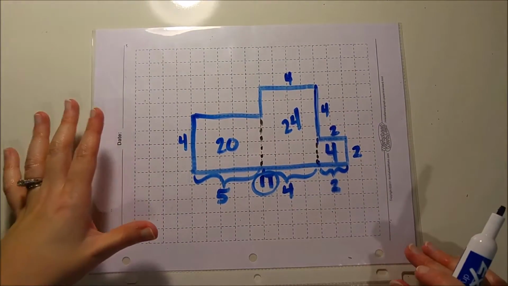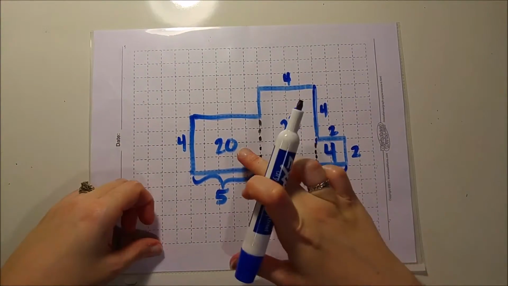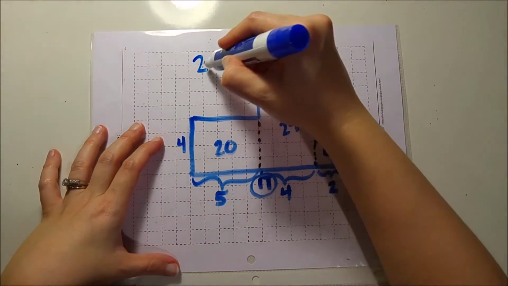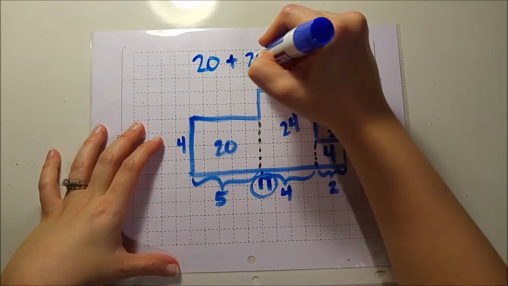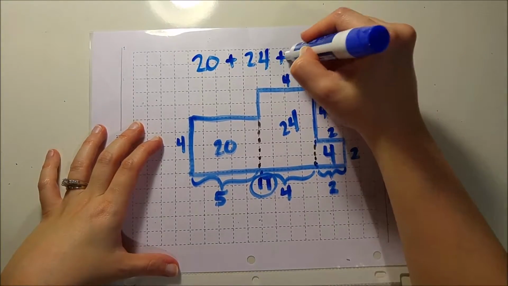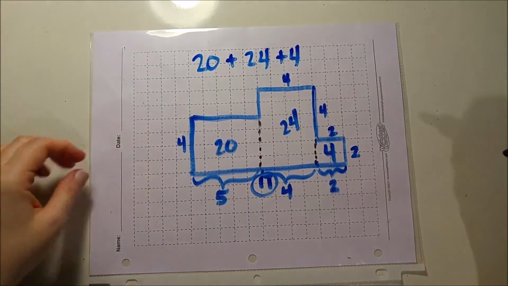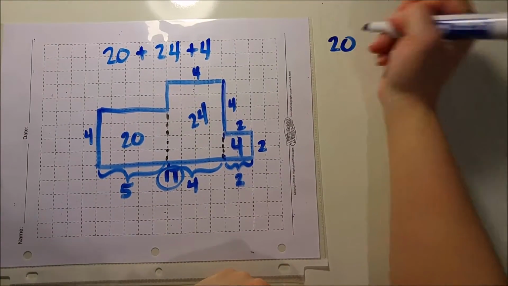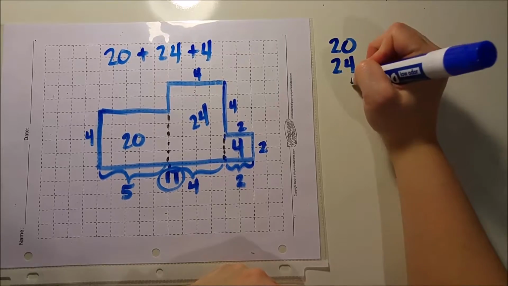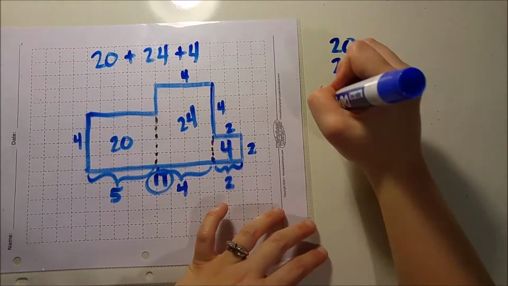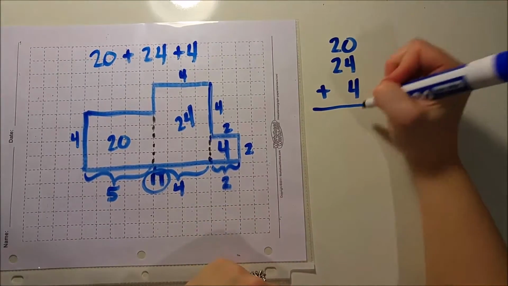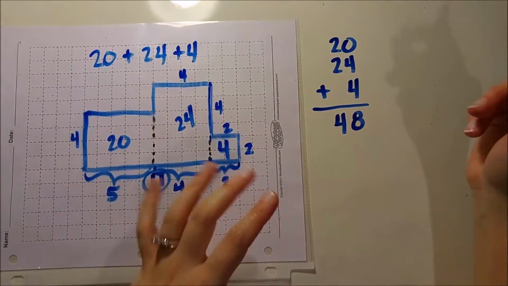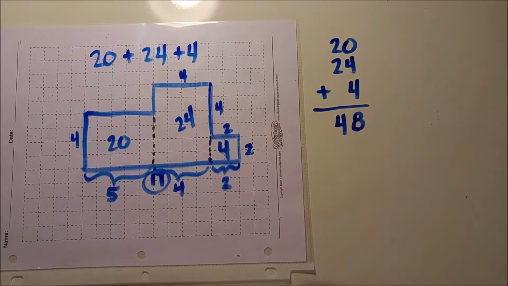All right, then we want to add these all up to get the area of the compound rectangle. So we'll do our 20 plus our 24 plus our 4. And if it's easier for you, you can just write them vertically like this. Eight, 4. So our whole area is 48.